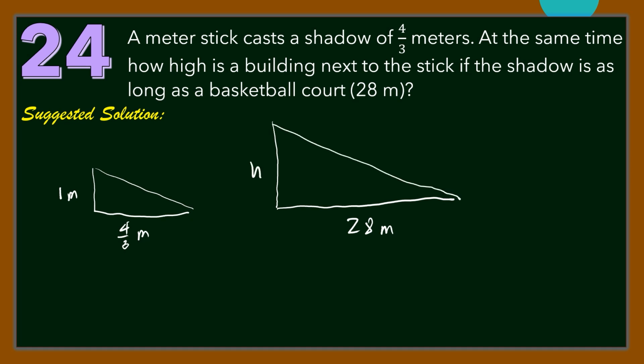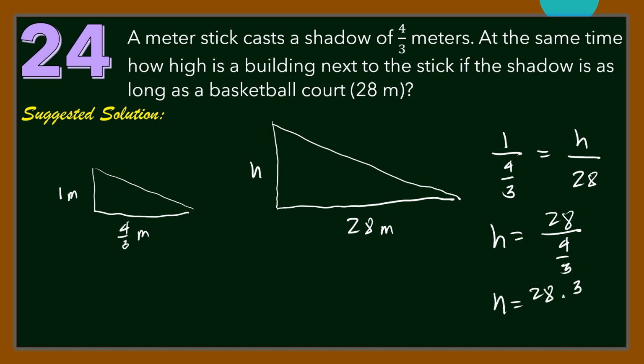Let h be the height of the building. So we have 1 over 4/3 is equal to h over 28 meters. Then by cross multiplication, we have h is equal to 28 over 4/3. Then we have h is equal to 28 times 3 over 4, and this is equal to 21. 28 over 4 is 7 times 3 is 21. Hence, the building is 21 meters high.